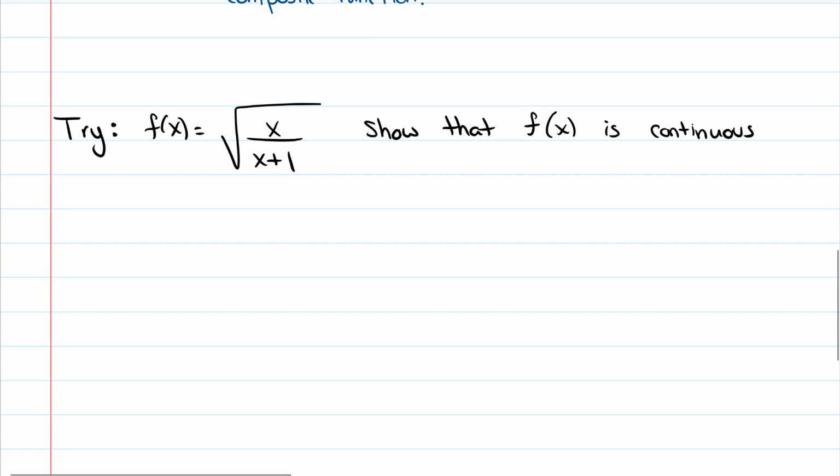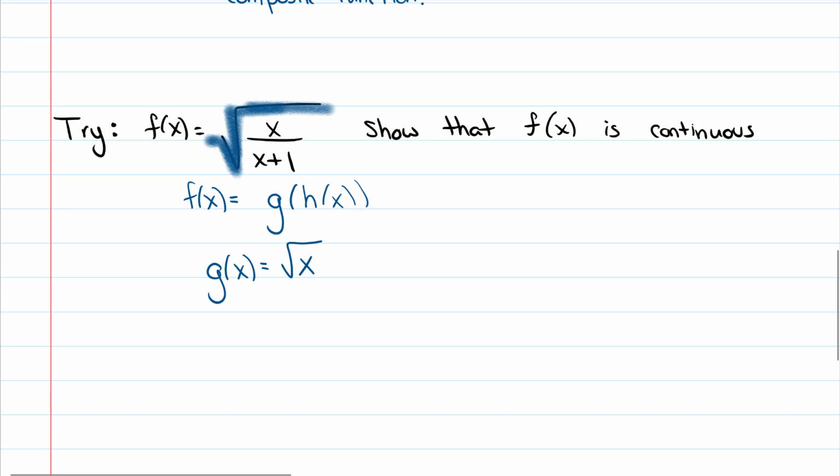So now on your own, I want you to try to show that f of x is equal to the square root of x divided by x plus 1 is continuous. All right, let's give it a try. So the first thing we need to do is break this down into two smaller functions. So I'm going to say that f of x is going to be equal to g of h of x. And so g of x is going to be my outside function, which I notice is the square root of x, because you can see the square root is holding all the rest of the function inside of it. And my inside function is going to be x divided by x plus 1.